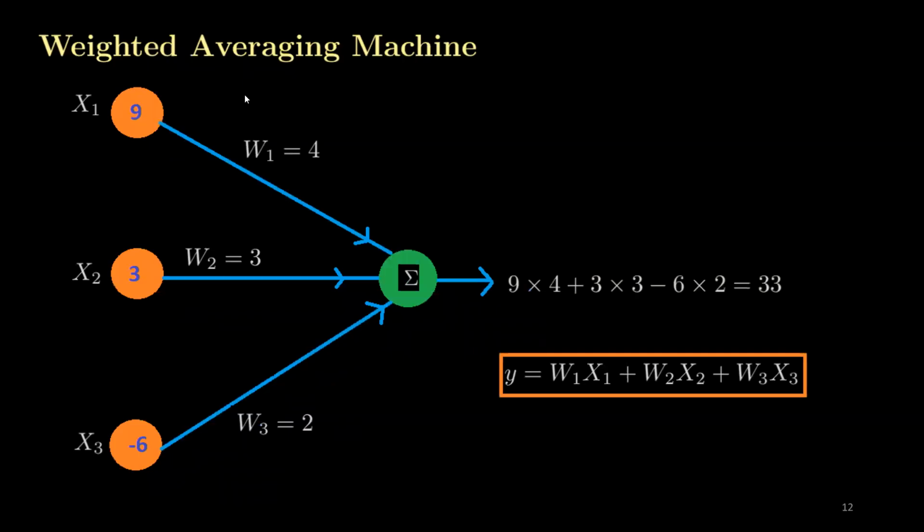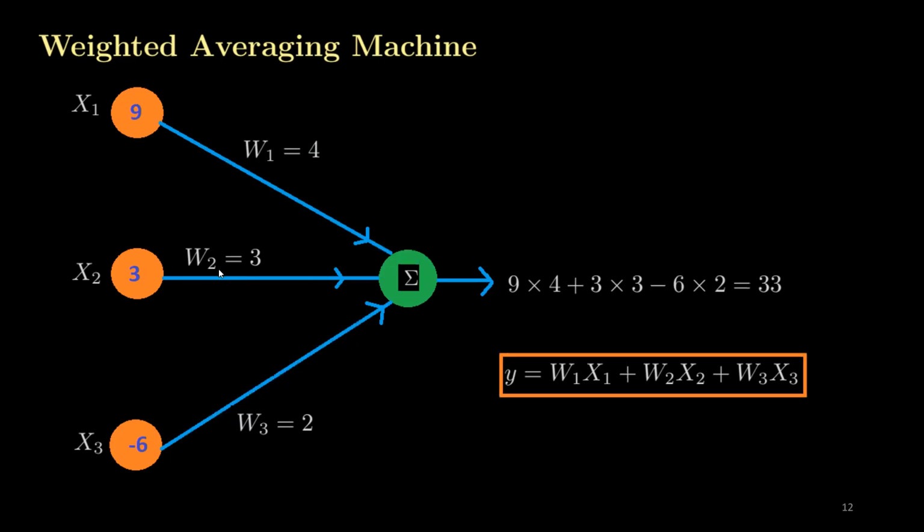Now here it is a weighted average machine. Weighted means that we have assigned different weights to the input features according to their importance. Now this is 9, this is 3, and this is again -6. We have 3 inputs called x1, x2, and x3. We can also call them the features of our data. So every feature has a different associated weight.